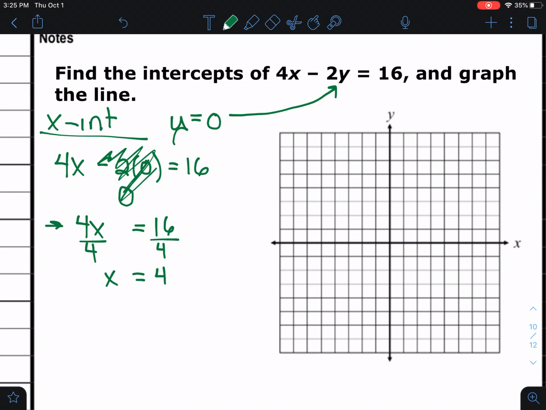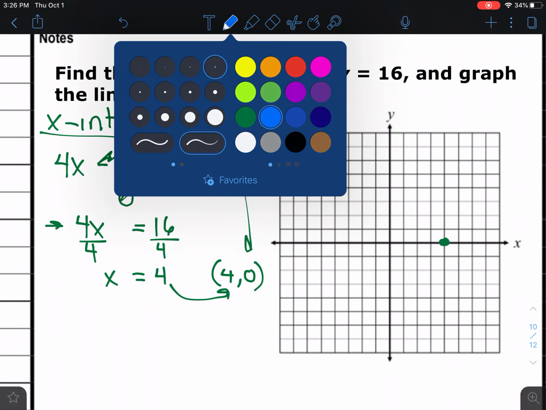So now this is my x-intercept. This would be the point (4, 0). How do I know that that's 0? Well, I got the y from there, the x from there. And so now I make a dot at (4, 0), and there's one of my points. Now I just find the other one, the y-intercept, and we've got our other point, and we're good. So I'm going to do that now.